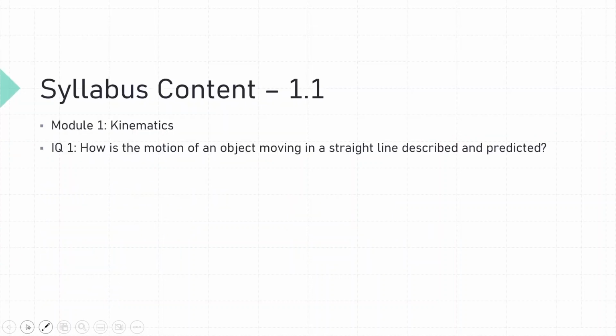So in this video we're going to be looking at dot point 1.1. There's no specific content statement as such. It's all about Module 1, and it sets the scene for a lot of things that we'll be doing in Inquiry Question 1 in particular, which is how is the motion of an object moving in a straight line described and predicted? Hopefully, one answer to that we can all agree on is that we can describe the movement of an object using the measurement of speed.